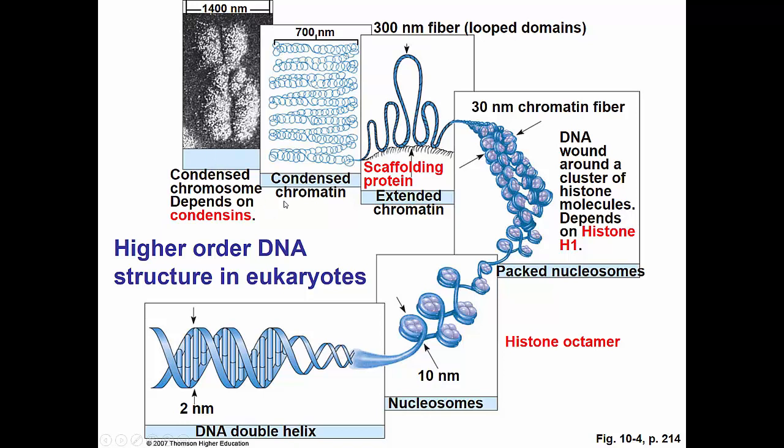So the final level is the condensed chromosome, shown here. So the condensed chromosome depends on these aptly named proteins called condensins. So condensins drive condensation of the 300 nanometer fiber into this condensed chromosome structure. So just to review, you go from the double helix to the nucleosomes, which depend on the histone octamer, to the 30 nanometer fiber, which depends on histone H1, to the 300 nanometer fiber, which depends on the scaffolding proteins, to the condensed chromosomes, which depend on the condensins.